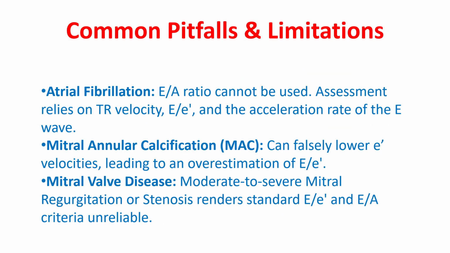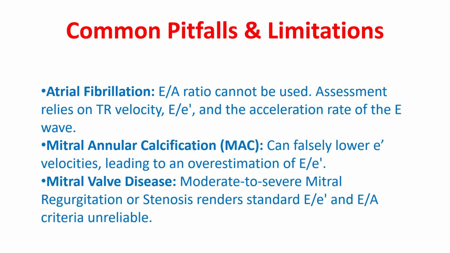Here are some common pitfalls and limitations. In atrial fibrillation, E by A ratio cannot be used, obviously, as there is no A wave. Assessment relies on TR velocity, E by E prime, and the acceleration rate of the E wave.